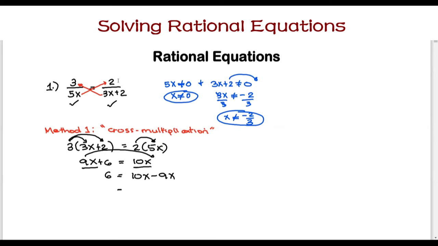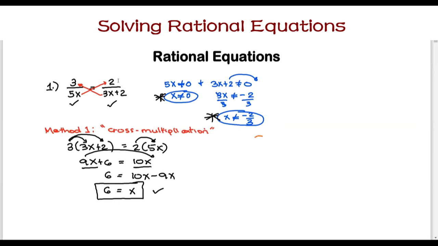And then, what is 10x minus 9x? It's x. And then, we get the value of x: that's 6. Actually, ito na talaga ang value ng x, kahit hindi pa tayo nag-checking, kasi hindi naman siya 0 at saka hindi naman siya negative 2/3. So, pwedeng-pwede ang x equals 6. But for completeness purposes, let's do the checking.